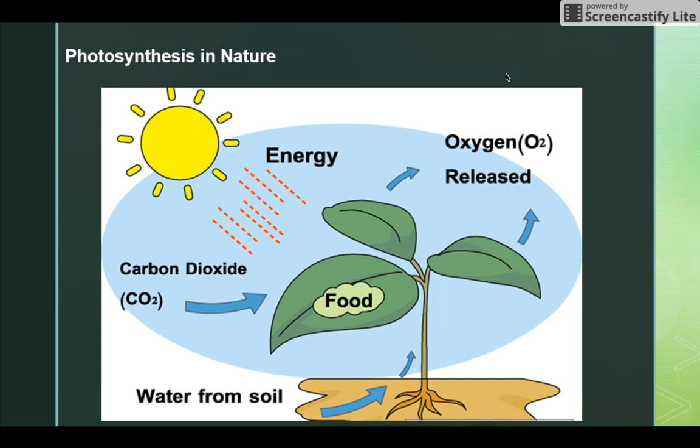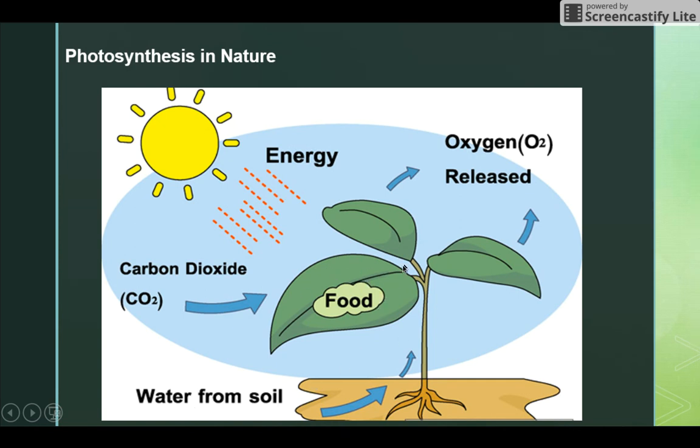Here's a diagram of photosynthesis occurring in nature. As I imagine myself teaching this lesson, I will show this and explain how energy obtained from sunlight, carbon dioxide taken out from the air, and water from the soil are all needed to have photosynthesis happen within this green leaf.